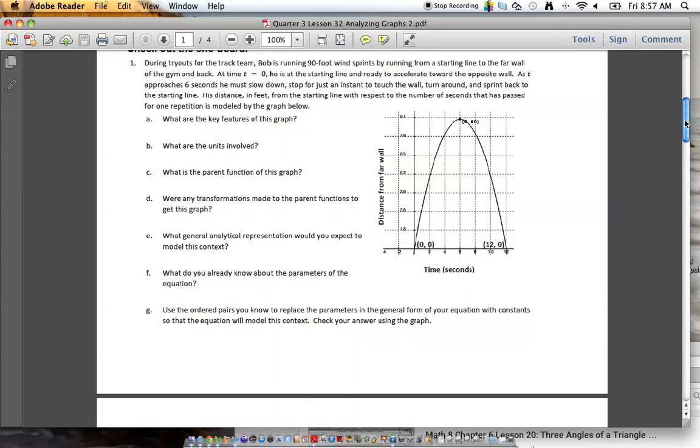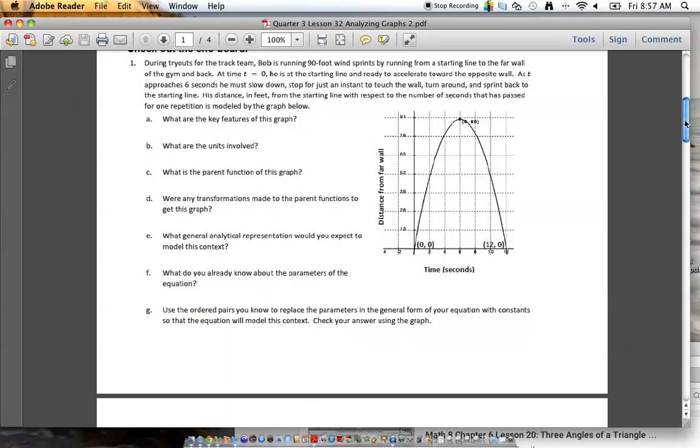All right, I run to the starting wall. I have a starting wall. I run to the other wall. I stop, and I sprint back. Okay. As T approaches 6 seconds, he has to slow down, because he's going to run into the wall if he doesn't. And then he turns around for an instant and sprints back.